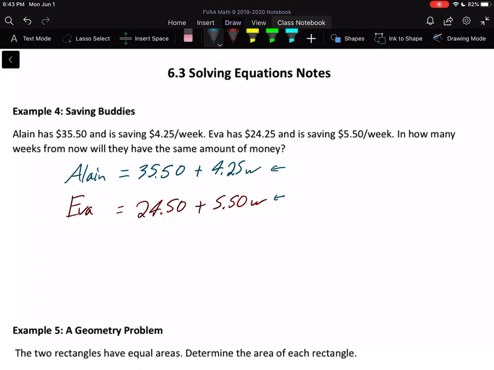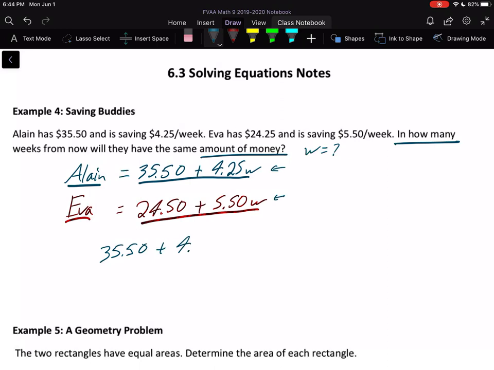Now the question wants us to know how many weeks, what is the value of W. W equals question mark, that's what I'm solving for. How many weeks will they have the same amount of money? This is the equation for Alan's amount of money, and this is the equation for Ava's amount of money, and we want to know when they are equal to each other. So algebraically, we make the total for Alan equal to the total for Ava.